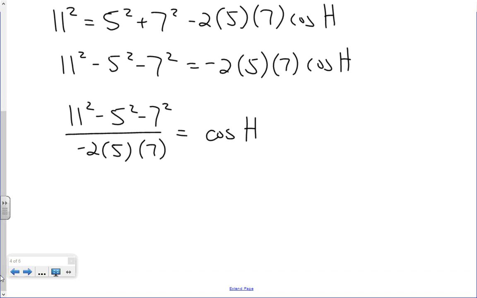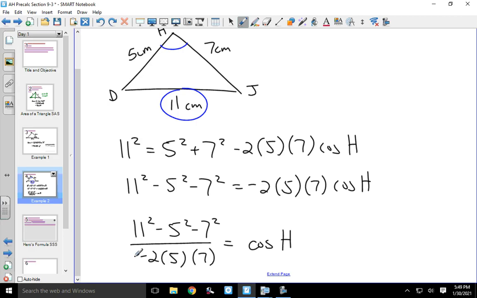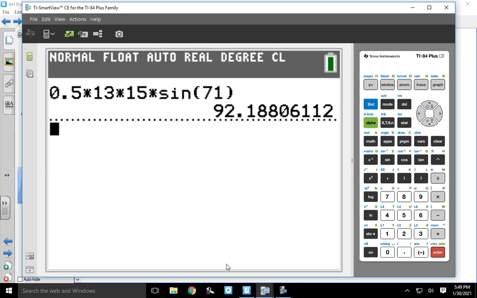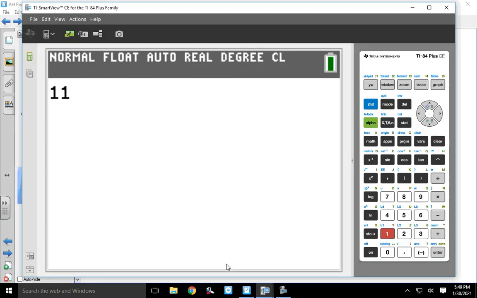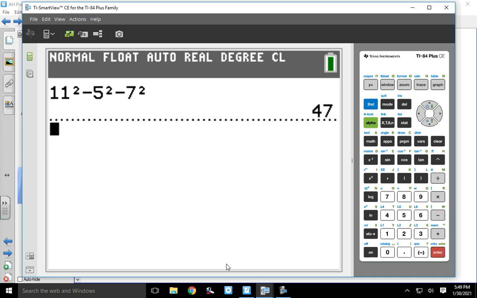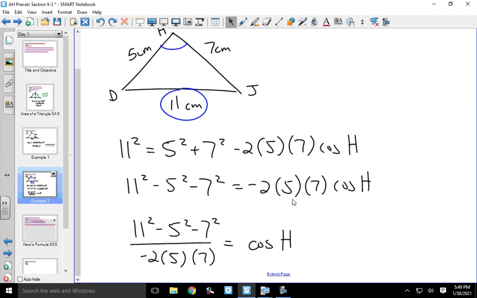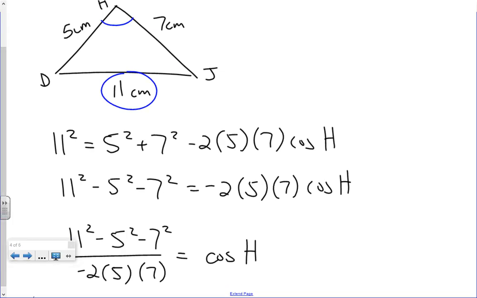Let's go ahead and grab our calculator and find out what H is equal to. Actually, let's just write this as a fraction here in a second. Let's let our calculator help us crunch those numbers. So we have 11 squared minus the 5 squared minus the 7 squared. So that's 47. And the denominator there was negative 2 times 5 times 7, that's negative 70. Let's write that as 47 over negative 70, and then we'll find out what h is equal to.